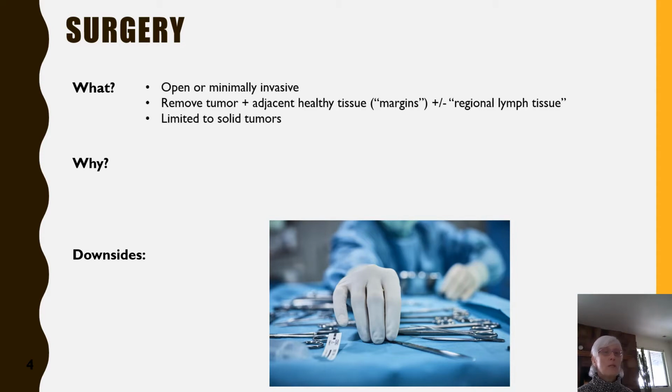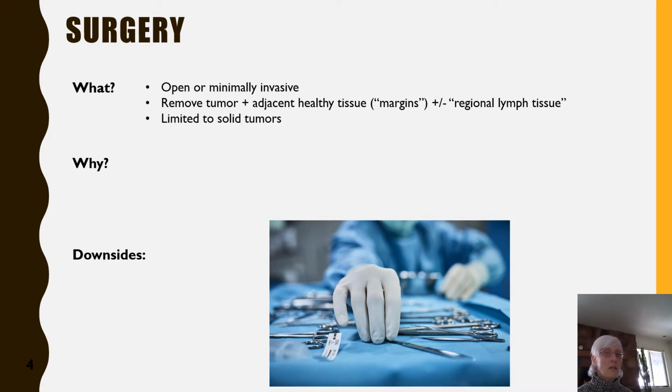Obviously, you all know what surgery is. Surgery can be an open wound or it can be minimally invasive, and that would be a laparoscopic type procedure. Surgery is done to remove the tumor and some adjacent healthy tissue. That healthy tissue is referred to as the margin around the tumor, and we hope that when the surgeon removes the tumor, he or she is removing some adjacent healthy tissue to ensure that the tumor has not migrated, or the cancerous cells have not migrated into the surrounding tissue.